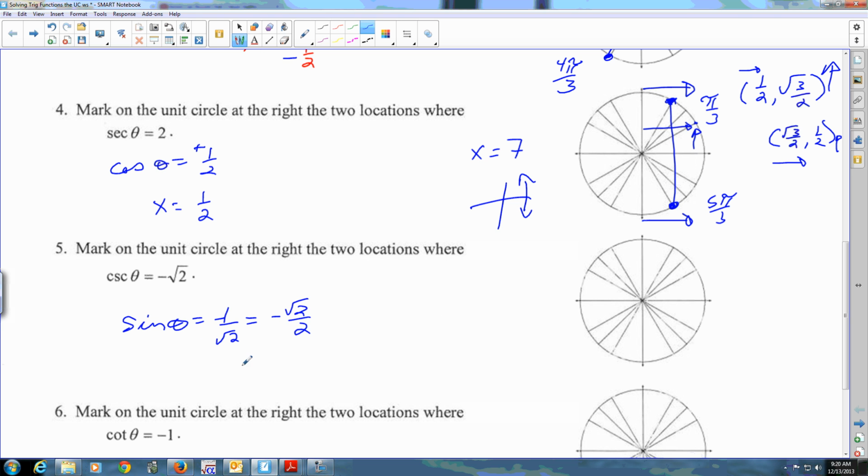Where is your y value? Negative square root of 2 over 2. Well, first, the y's are negative down here. They're square root of 2's, so they have to be 45's. So that's going to be, what, 5 pi over 4 and 7 pi over 4.